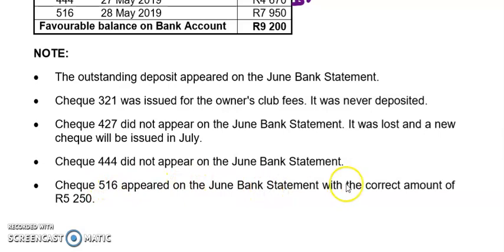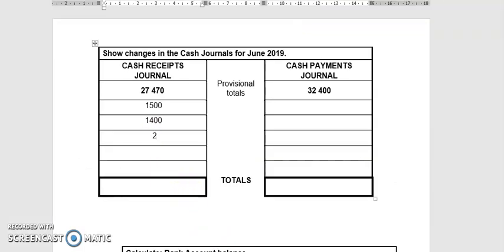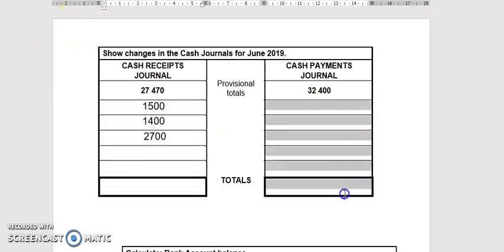And then 516, we're going to read, check 516 appeared on the June statement. So it appeared, but there's a bit of a problem with the amount, so this is the correct amount. It is a check. So in other words, we overstated this. When you overstate a check, you want to reduce the check. Checks are normally entered in the CPJ. To reduce it, enter it in the CRJ for the difference. And the difference between 5250 and 7950 is 2,700. So go to the CRJ, 2,700. I will just increase the font size so that it's much bigger.